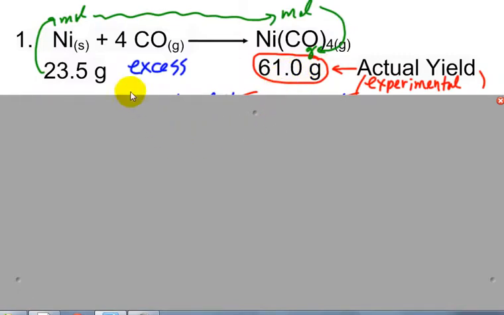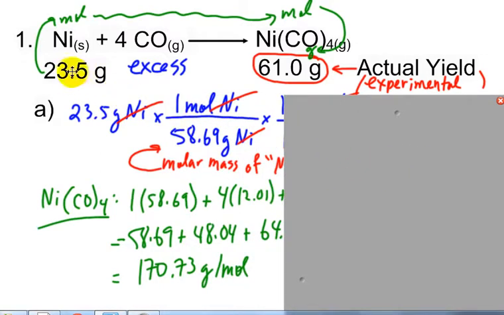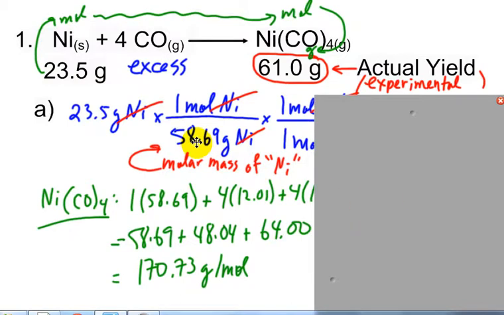So what we have to do is figure out what we should have got for nickel carbonyl. Of course that involves 3 steps: changing grams to moles, using the mole ratio to go from moles of nickel to moles of nickel carbonyl, and then changing that into grams. Starting off with grams to moles, the molar mass of nickel is 58.69 grams per mole. So we arrange it like this, so grams cancel, and I'm left with moles of nickel.